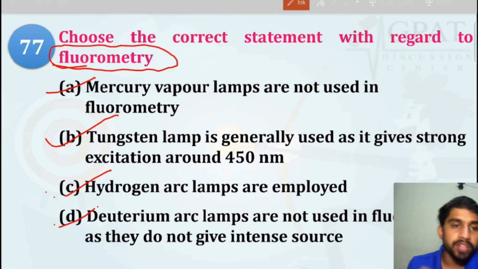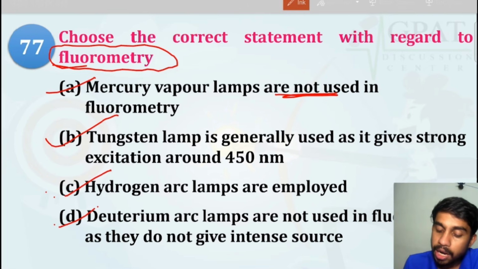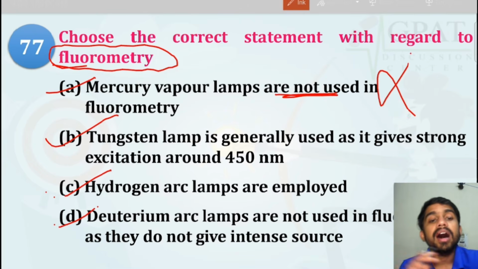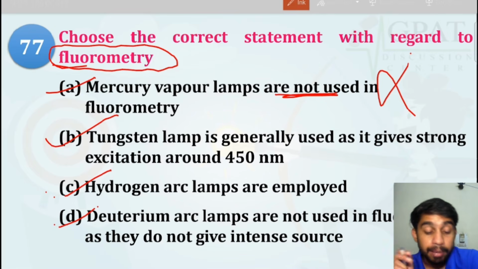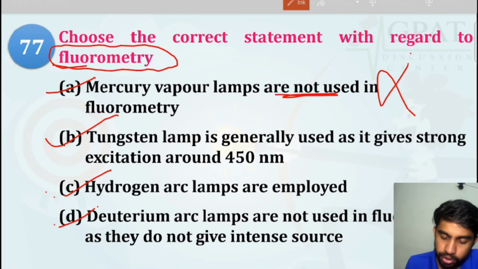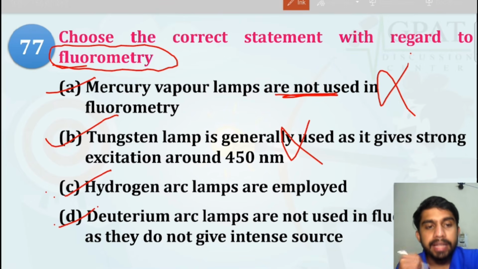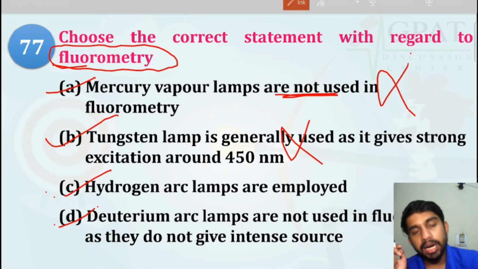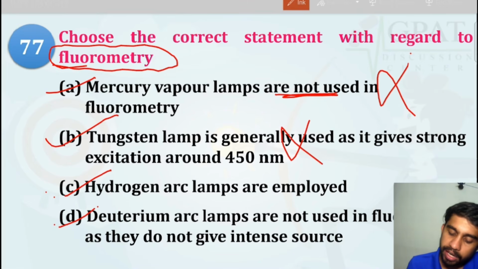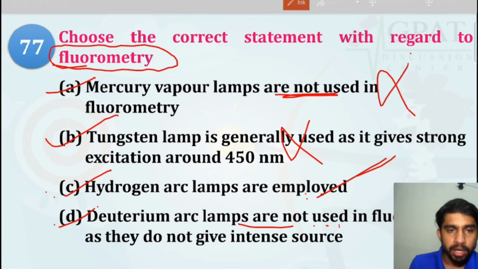If you talk about the first option, that mercury vapor lamps are not used, no, we use the mercury vapor lamp. So this is the wrong option. Tungsten lamp is generally used, no, we do not use the tungsten lamp in fluorometry. The tungsten lamp is mainly used in the visible region. So this is also a wrong option. Next, option C, hydrogen arc lamps are employed. Yes, we can use the hydrogen arc lamp. Next, deuterium arc lamps are not employed. No, this is also a wrong option.